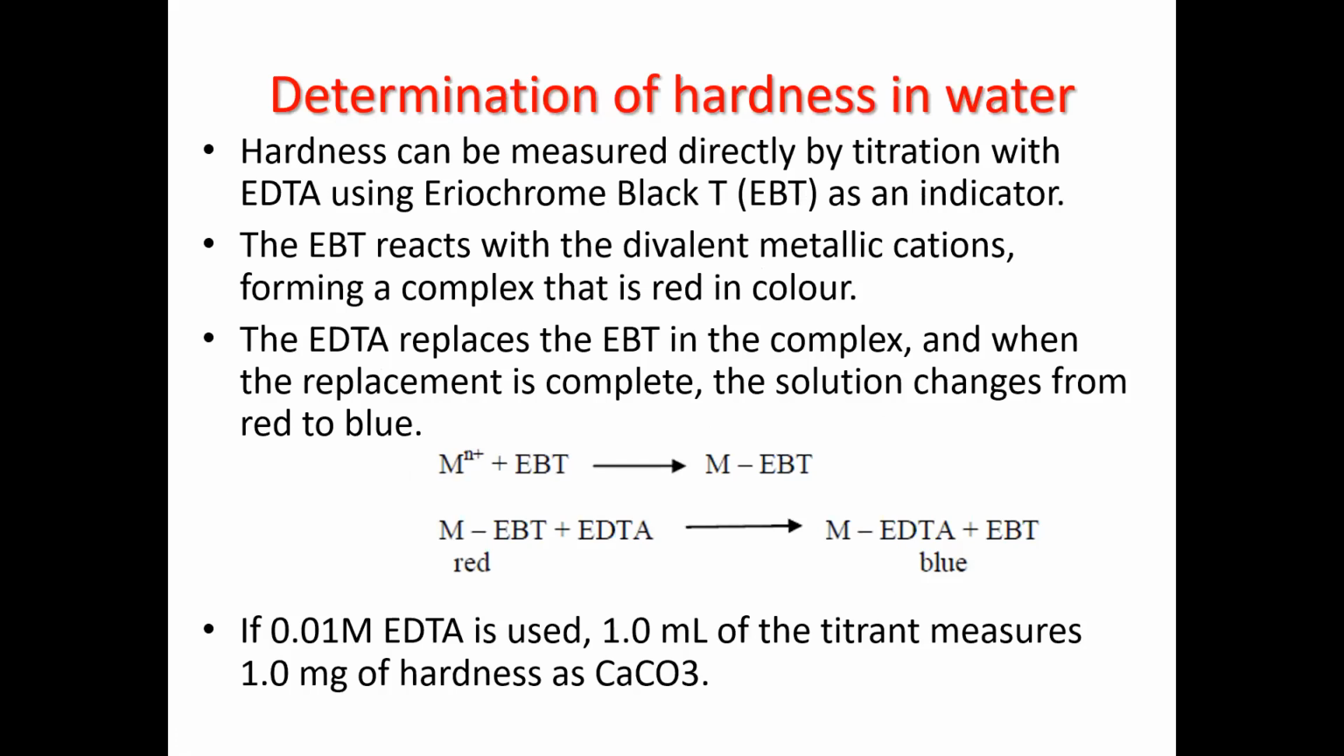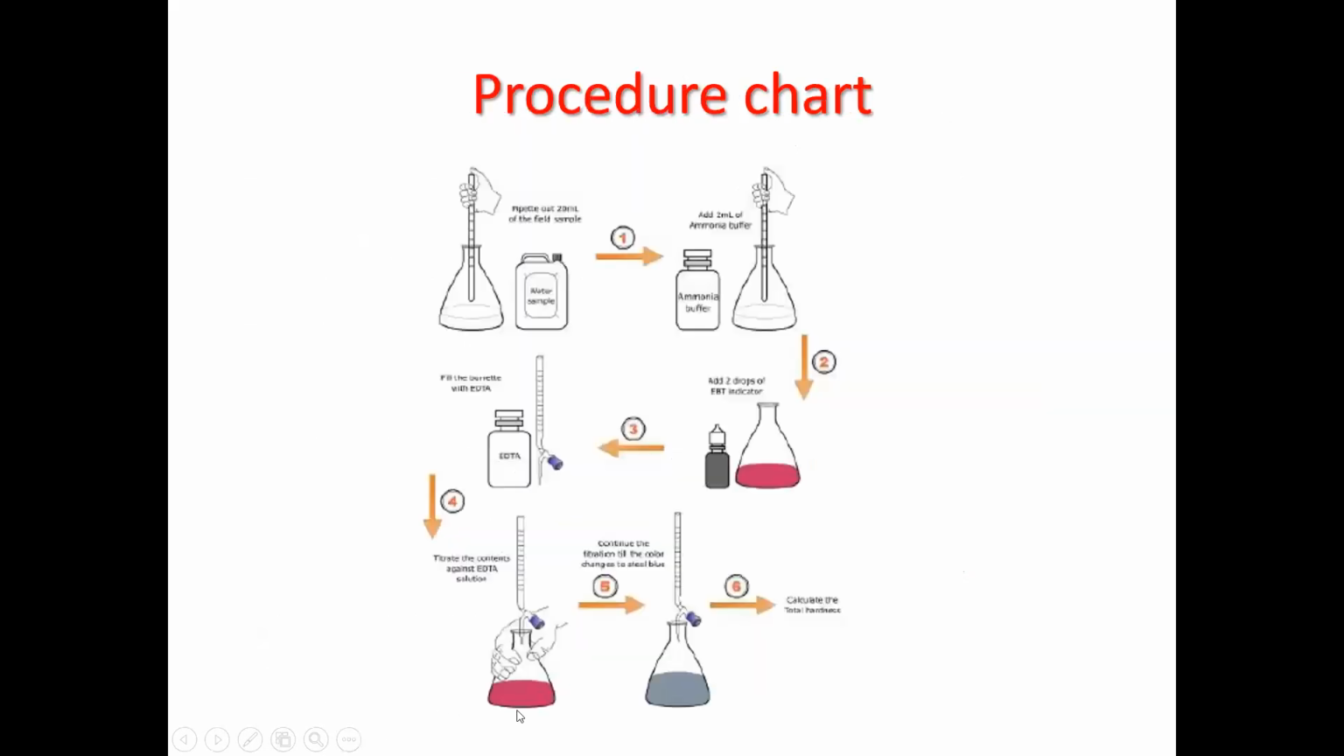So how do we determine hardness in water? We can determine hardness by titration with EDTA using Eriochrome Black T as an indicator. The indicator reacts with the metal ion to form a complex that is red in color. Then the EDTA displaces the Eriochrome Black T in the complex, and when the replacement is complete, the solution changes from red to blue. So we have an example whereby 0.01 molar EDTA is titrated with calcium to determine the hardness of calcium carbonate, and usually it is reported as milligrams of calcium carbonate.